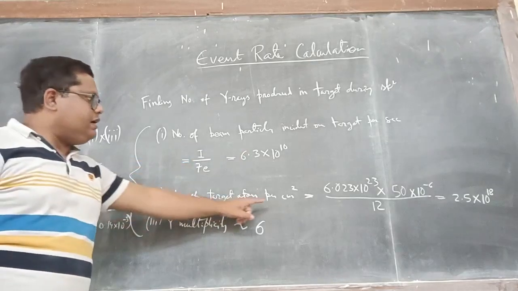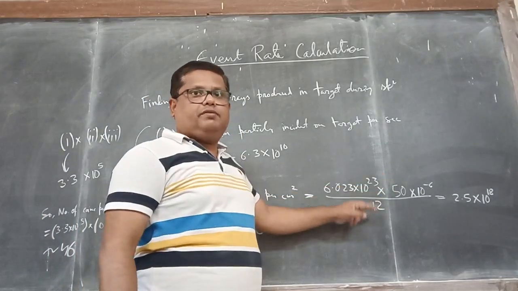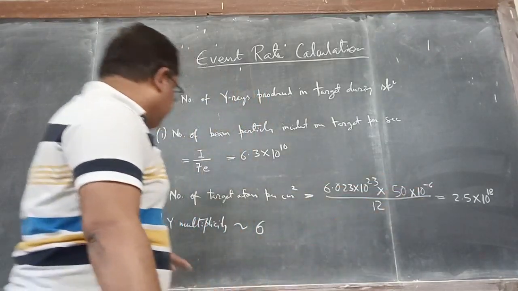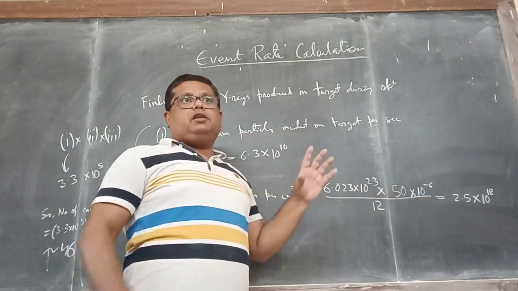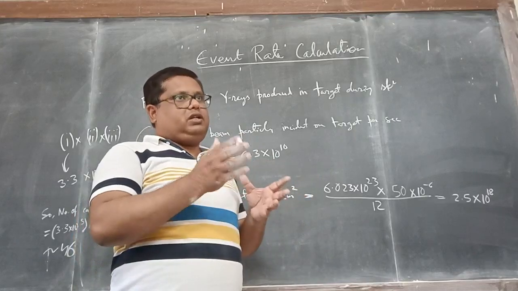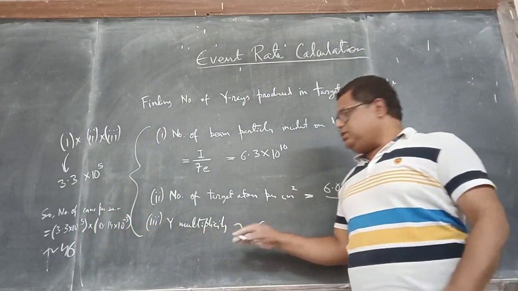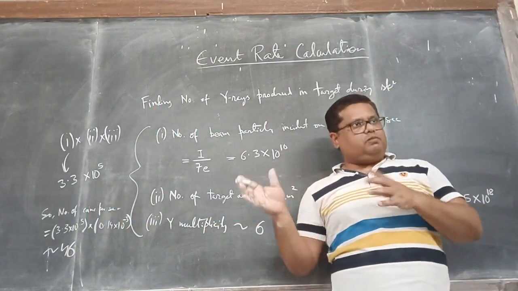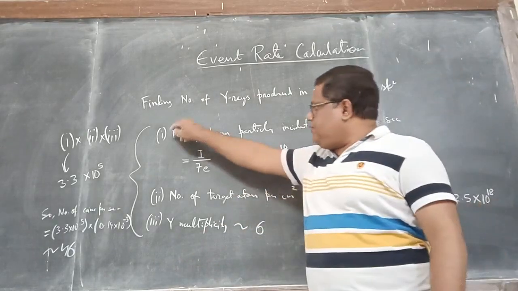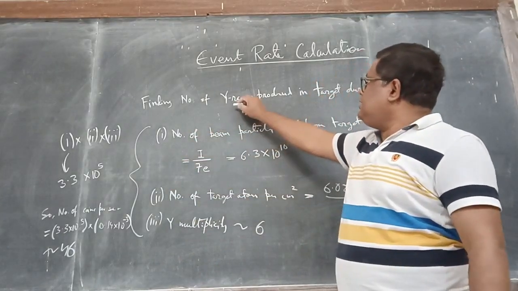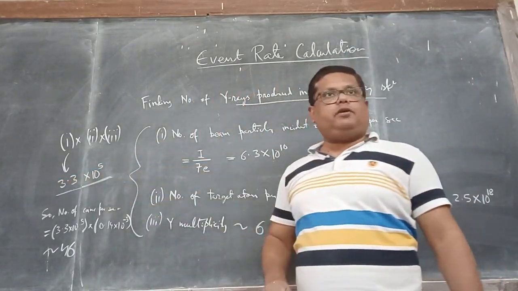Next, the number of target atoms: Avogadro number into the thickness of 12 carbon divided by the mass of the carbon. This is the number. Next, gamma multiplicity, that means the number of correlated gamma rays. Now we are talking about mass 40 or so. It has been observed that the gamma multiplicity in this mass region is around 6, so I have taken this number. If I multiply these 3, I get the number of gamma rays produced in the target, and that is 3.3 times 10 to the power 5.